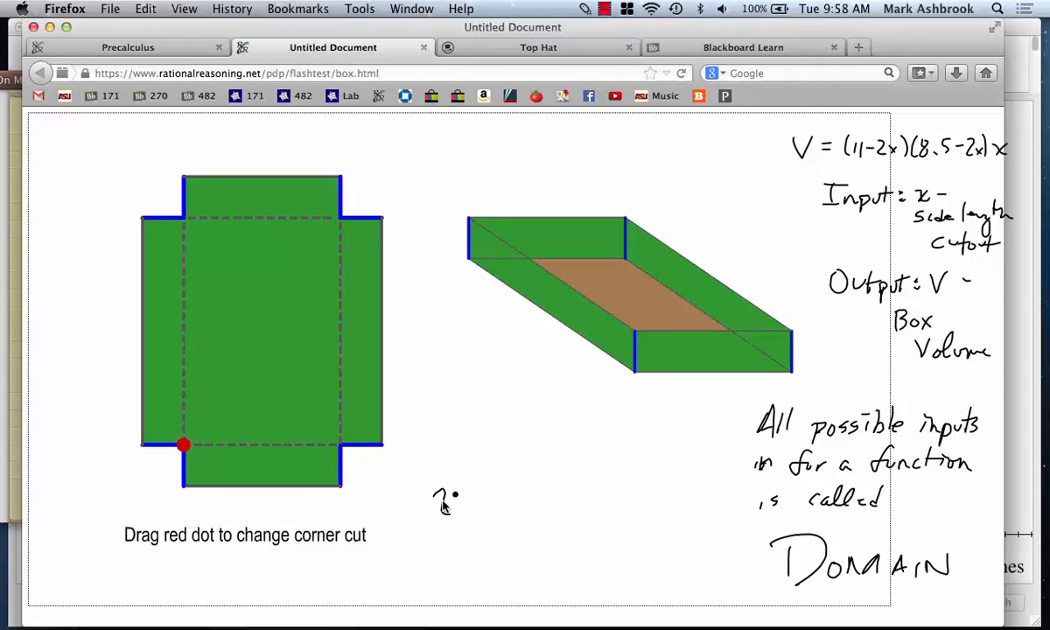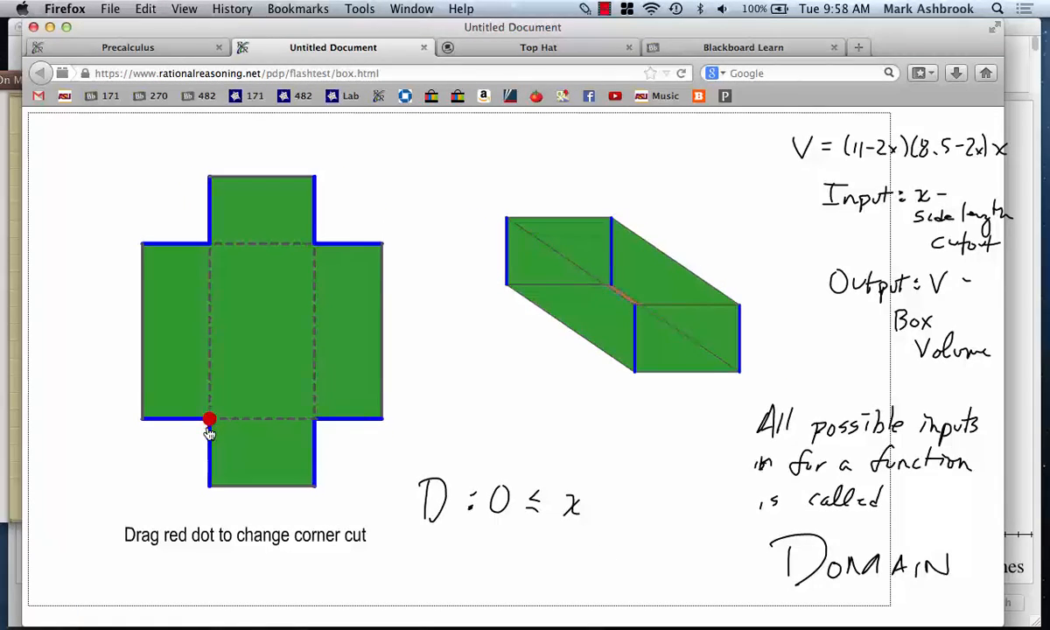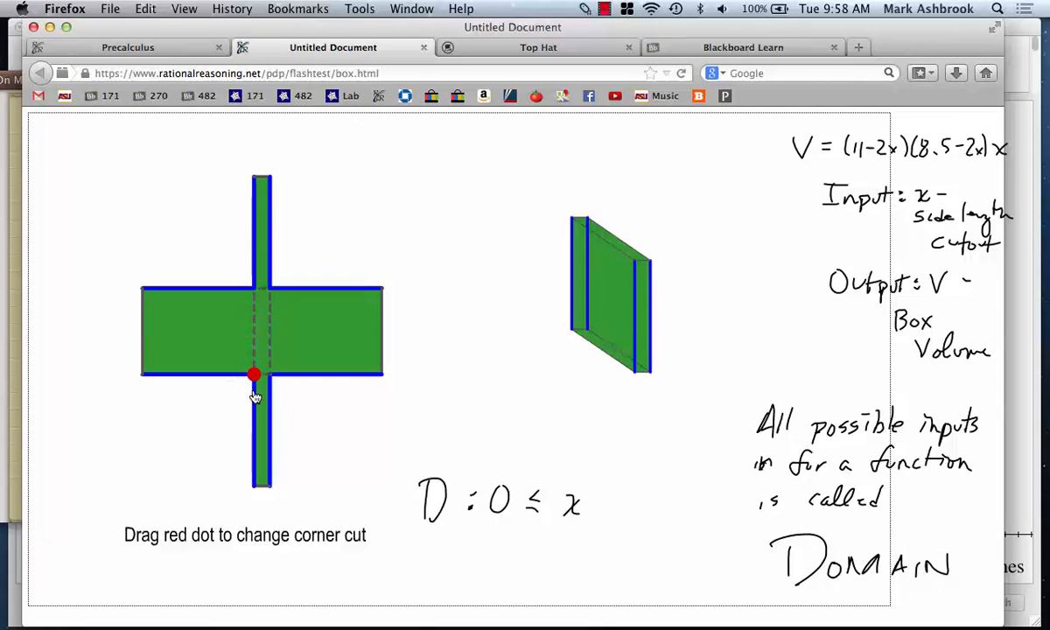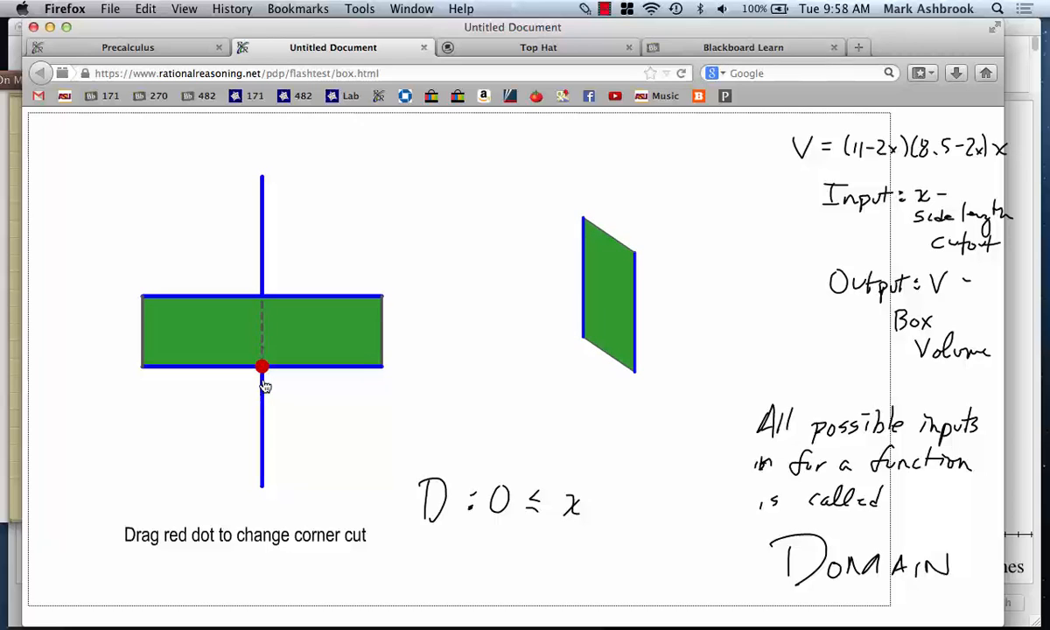So our domain, so we want all x values, so we know 0 is the least, up to what? What's the physically largest possible value of x that we could cut? 4.25. Okay, we're at 11 and 4.25. So let's take a look. Here, let's just do it. No, but it's 8.5 by 11. So where is it not possible to make bigger cutouts anymore? Right there.